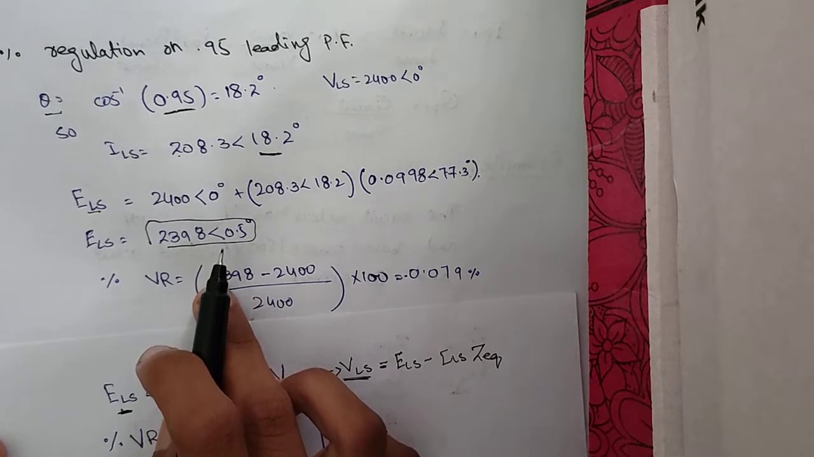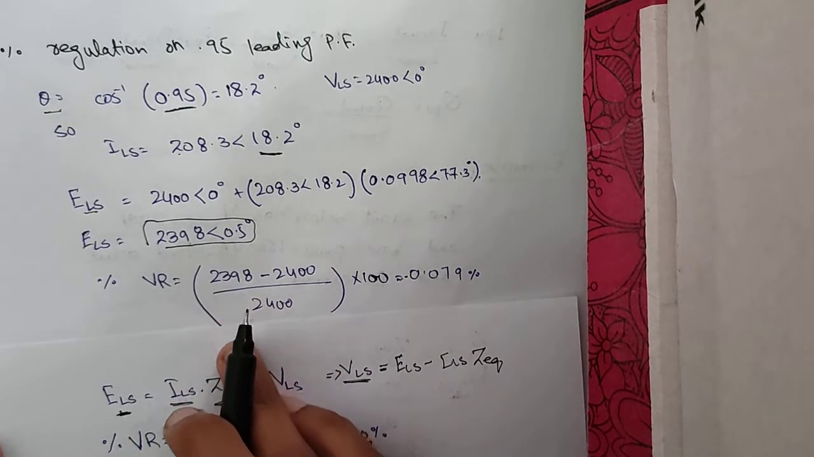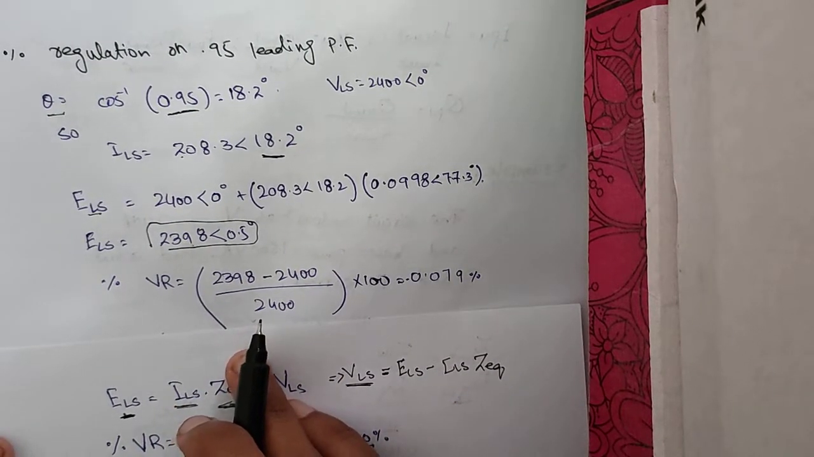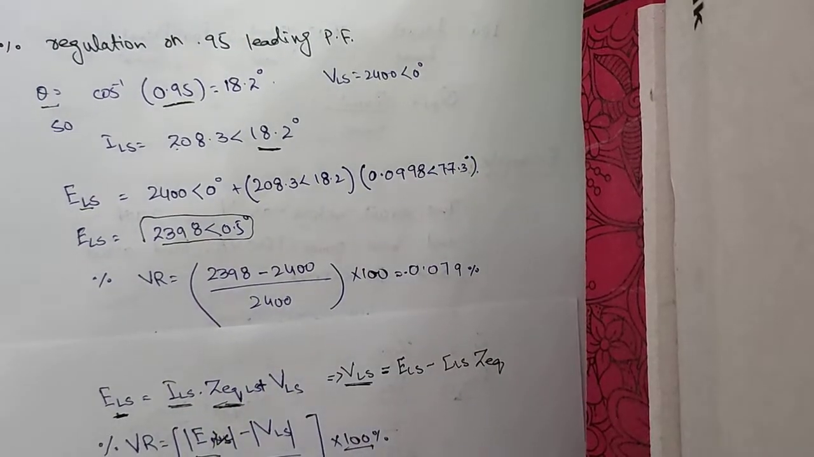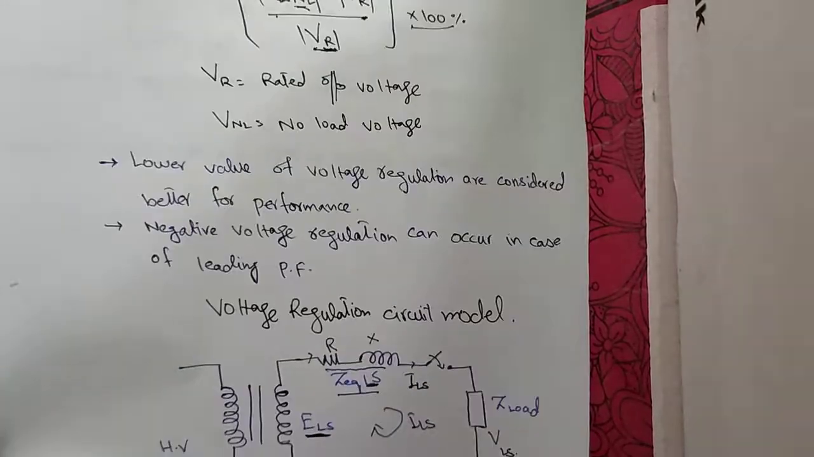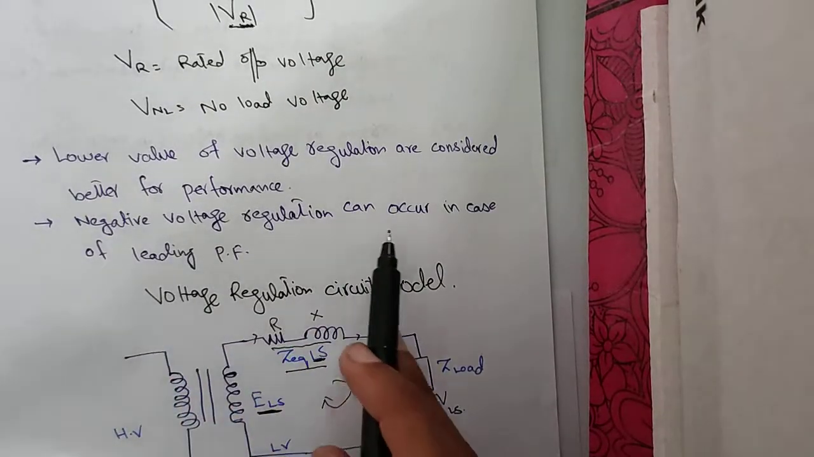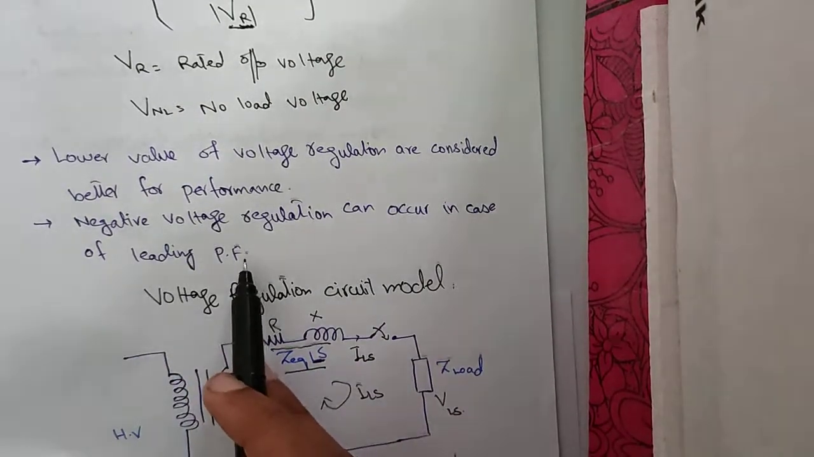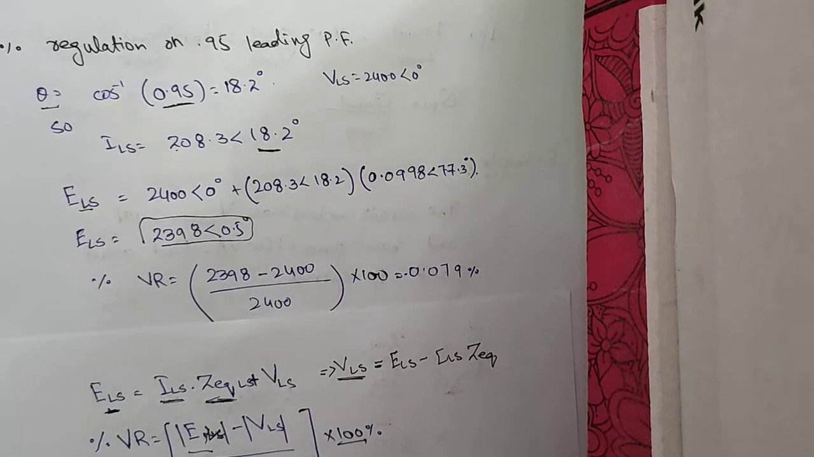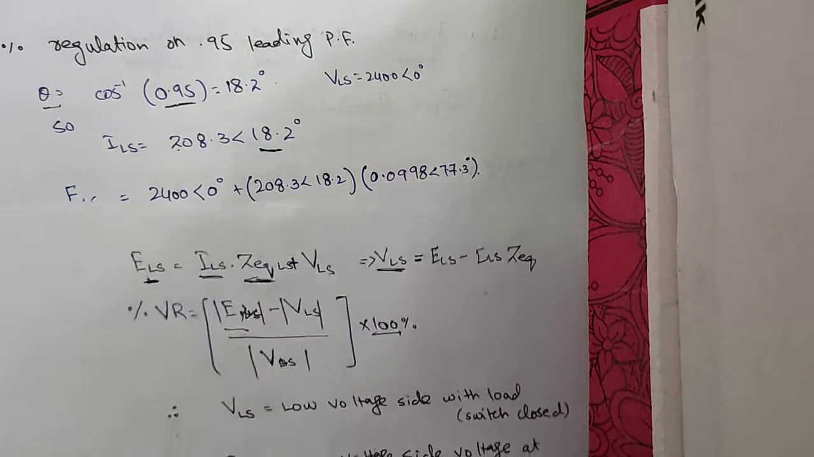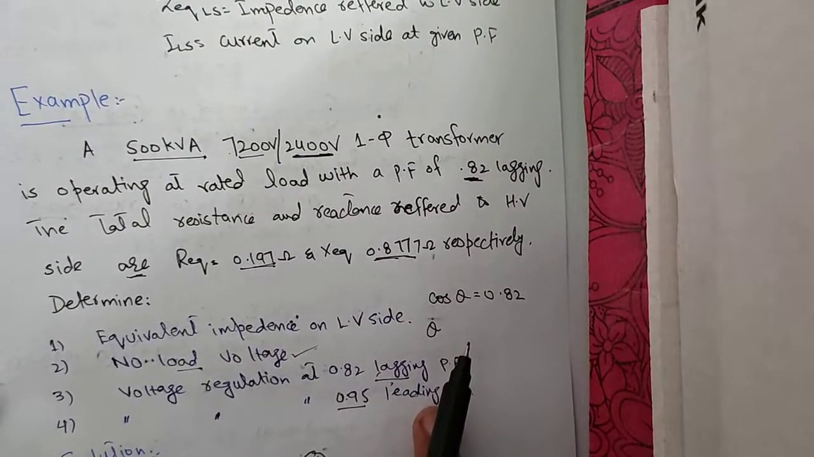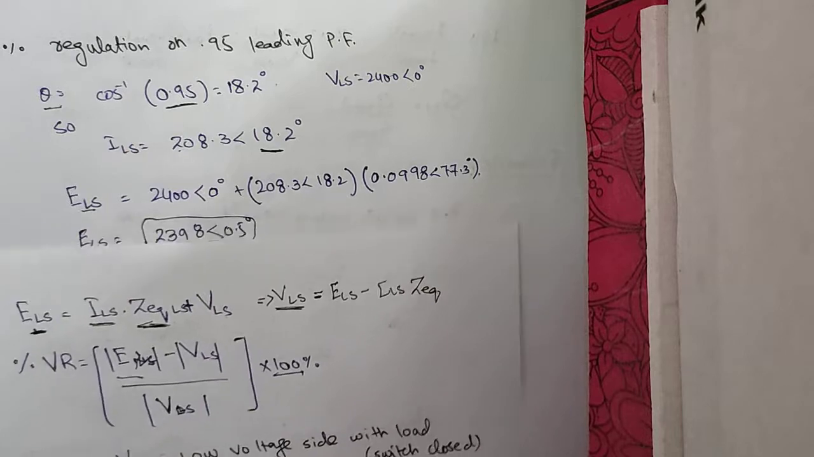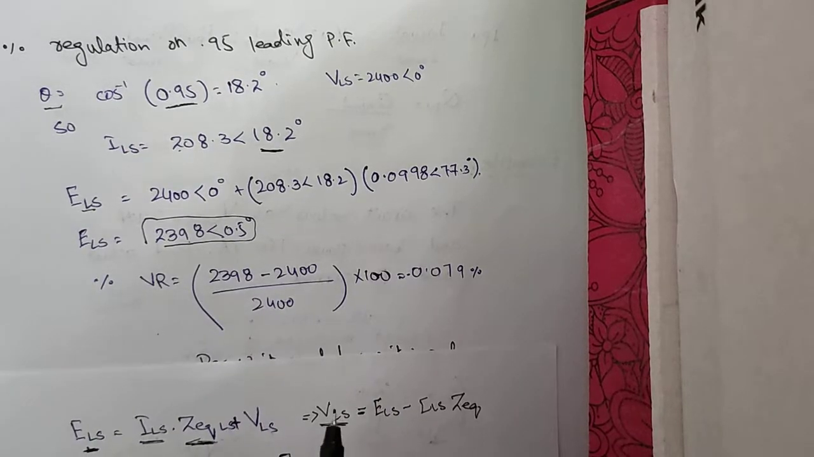In this case the voltage regulation is negative. The voltage regulation is negative because of the leading power factor. As studied over here, I have written that negative voltage regulation can occur in the case of leading power factor. So here in our second case we have been given a leading power factor, so the voltage regulation is therefore negative.